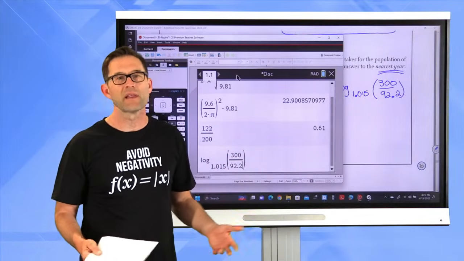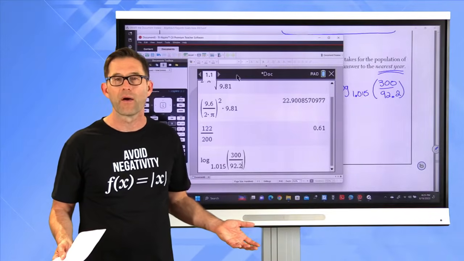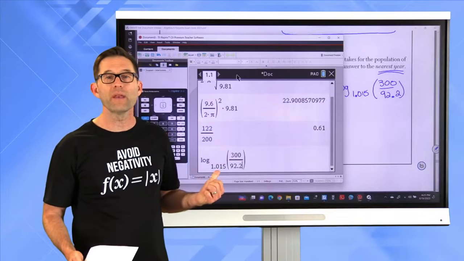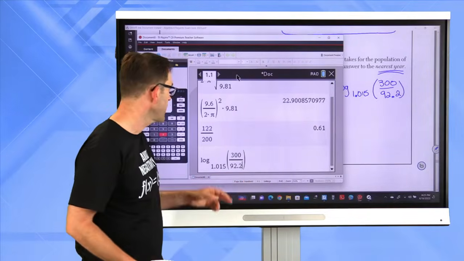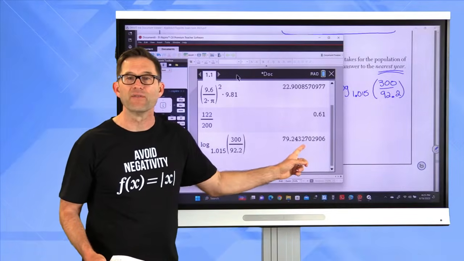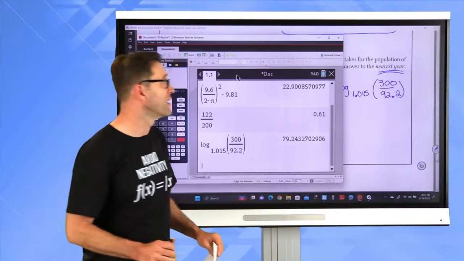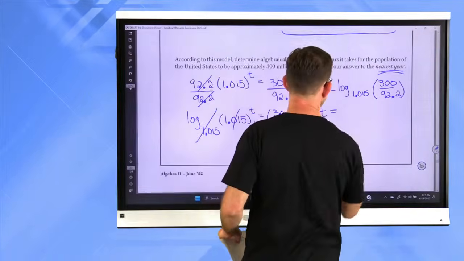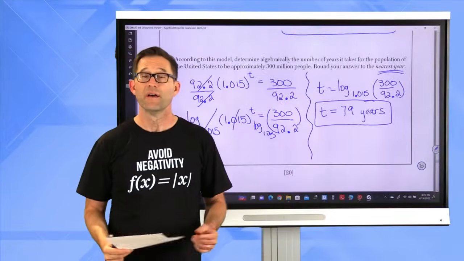And I know that we don't know what 300 divided by 92.2 is. It's slightly north of 3 because 92.2 is close to 100. So we're trying to figure out, what do I need to raise 1.015 to get a number that's a little bit bigger than 3? And I hit enter, and I have to raise it to the 79.24, etc. To the nearest year, that's equal to 79. And that's it. 79 years.